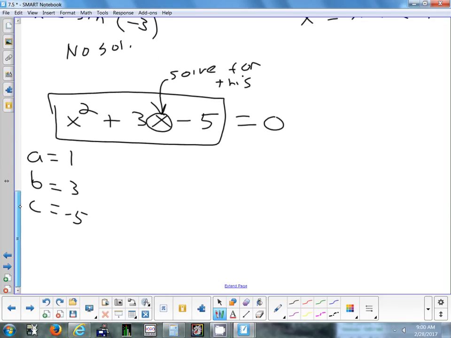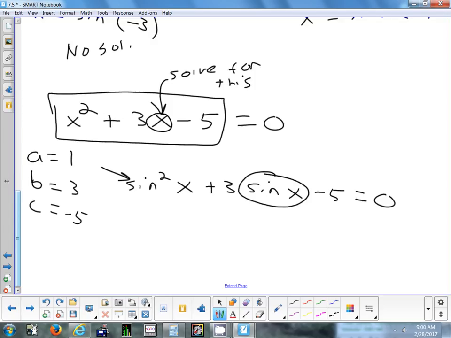Okay, so let me write the same problem, just a little bit different. Sine squared x plus 3 sine x minus 5 equals 0. This is a quadratic equation. A is 1, B is 3, C is -5. You go through and do the exact same steps. But you're not solving for x in this problem. What are you solving for in that problem? You're solving for sine x. That's what you're solving for, whatever is right there. You're solving for sine x.